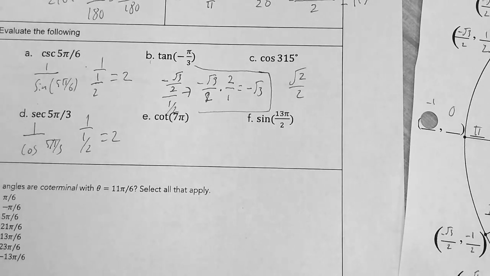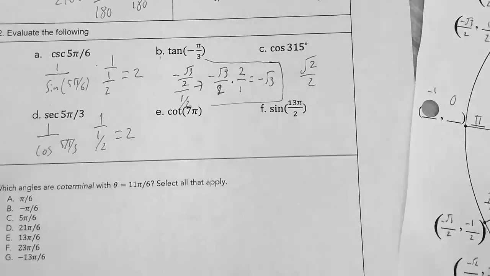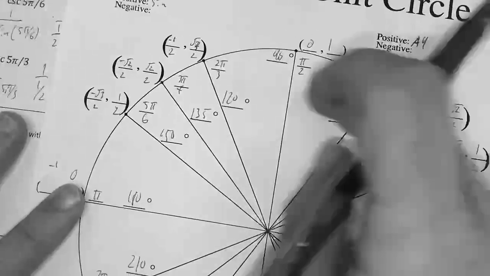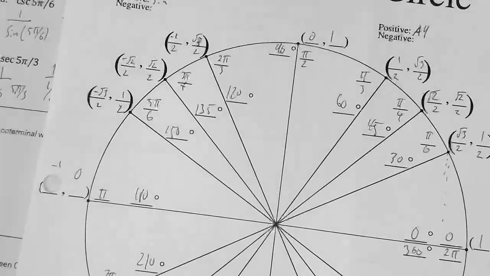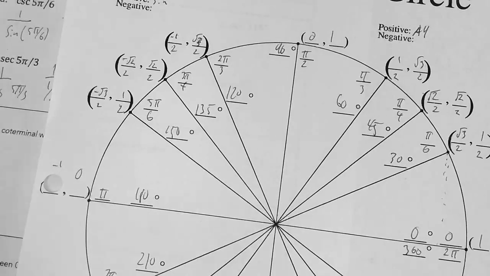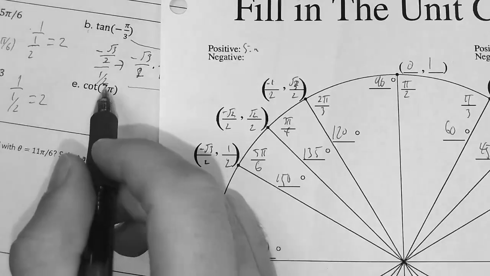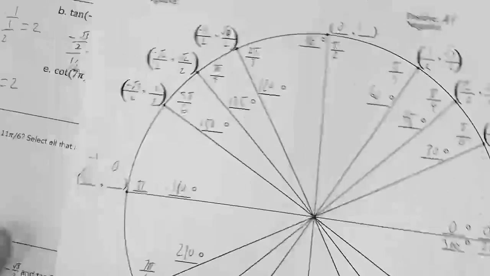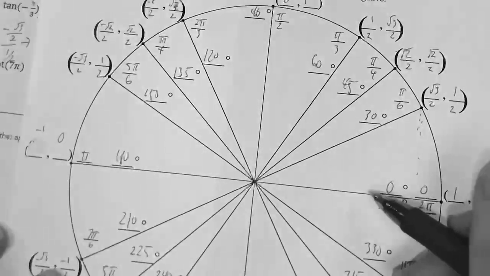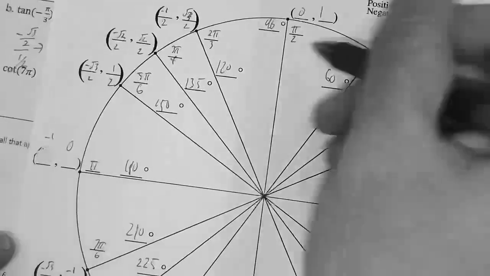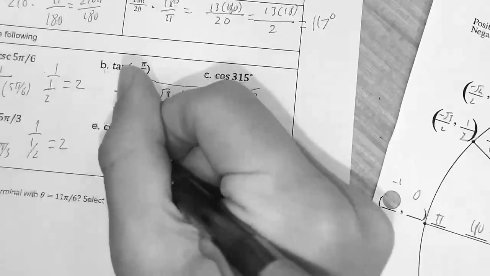Cotangent 7 pi. So where is 7 pi? Well, for 7 pi, we're rotating many times around, right? So 2 pi is this, one time around is 2 pi. That's 4 pi. That's 6 pi. And so 7 pi would be over here, just at pi. 7 pi equals pi. Okay.